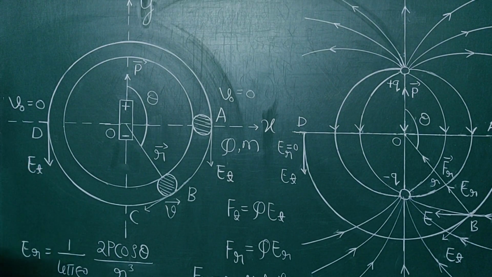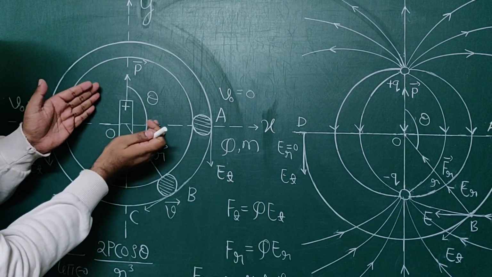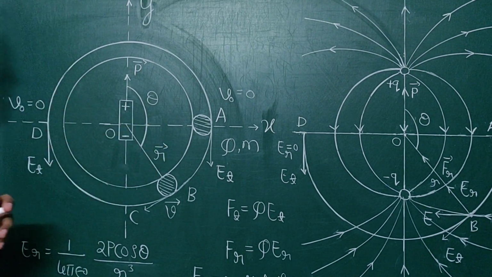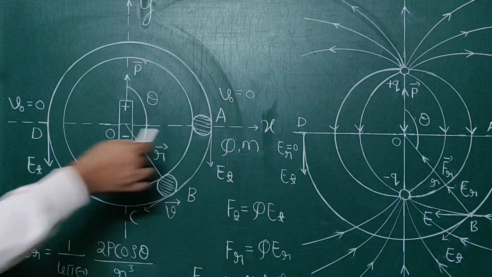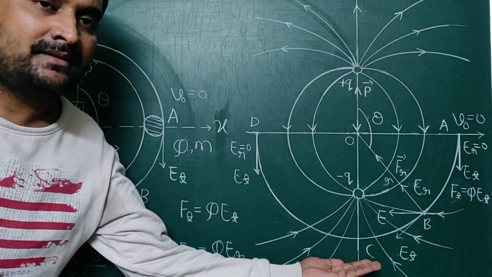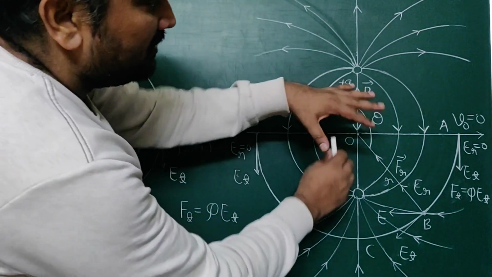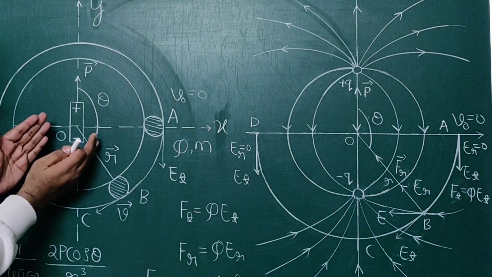To understand this, let us draw the electric field lines around the dipole so that we can study the motion of the charge bead around the dipole. Here, in the second diagram, we can see that we have drawn the electric field lines around this dipole.